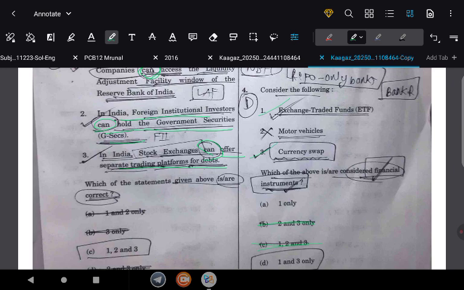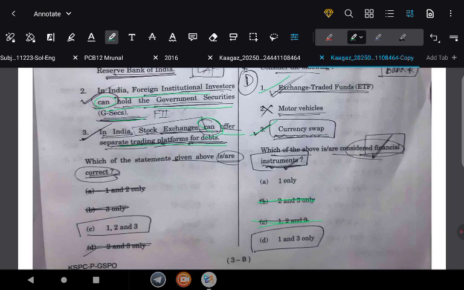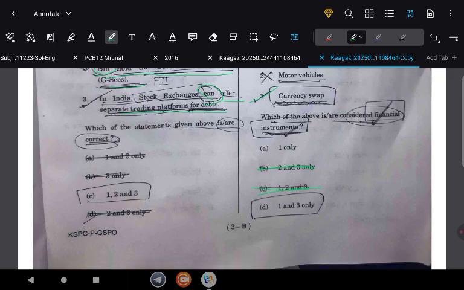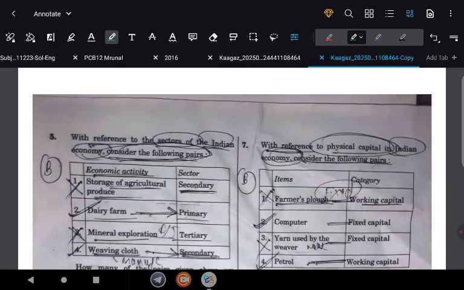Currency swap is also related to something more of a financial concept, that is, Sri Lanka and India, I think, had a currency swap during their financial crisis. So that was a financial instrument, as we can refer to it. It wasn't some asset per se, so it was okay. So we will go with option D.